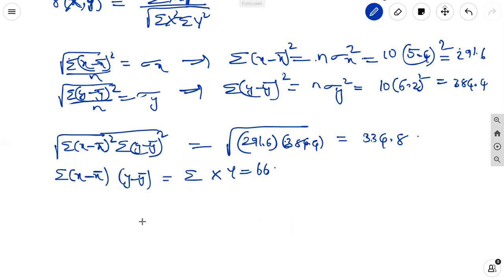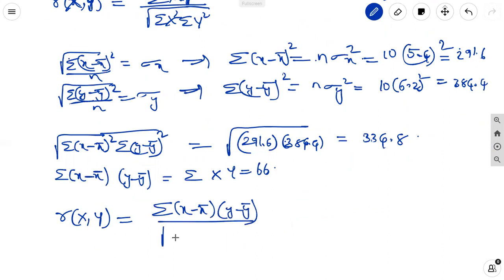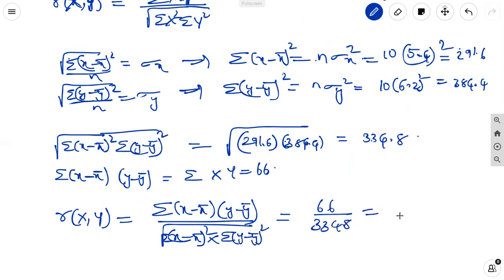So, substituting these values in the coefficient of correlation, r of xy is equal to summation of (x minus x bar) into (y minus y bar) by under root of summation of (x minus x bar) whole square into summation of (y minus y bar) whole square. It is equal to 66 by 334.8, which is equal to 0.1971. Therefore, the coefficient of correlation is 0.1971.